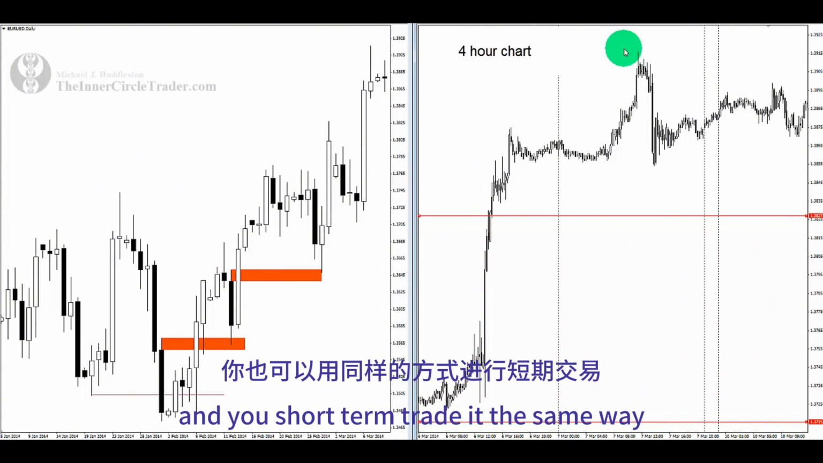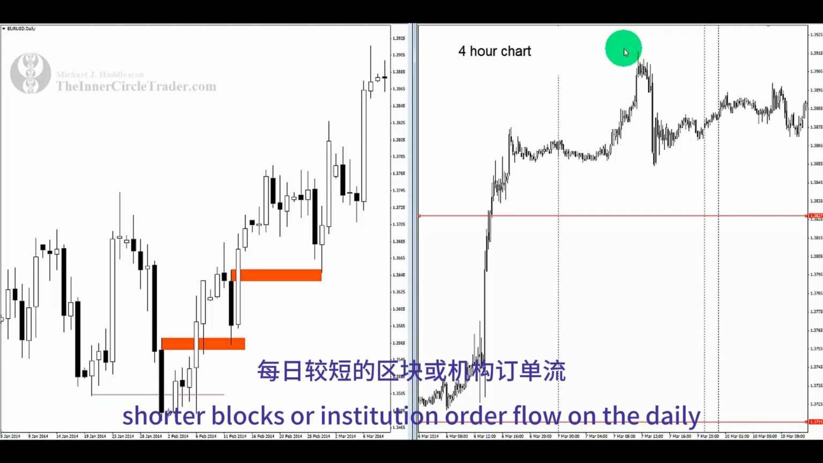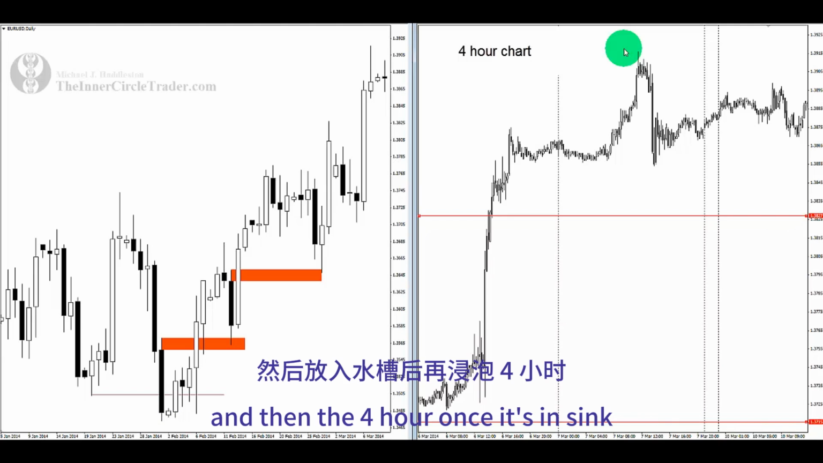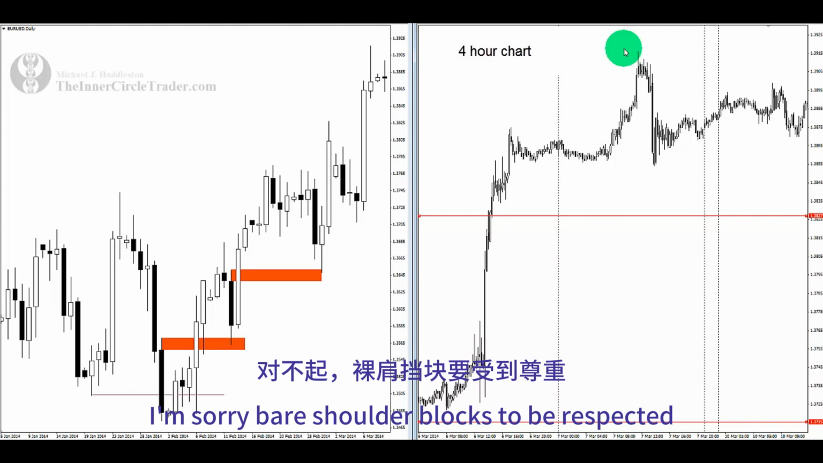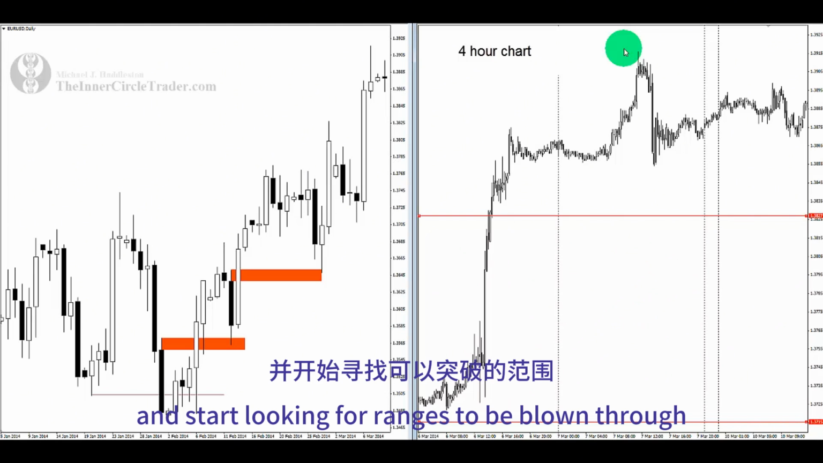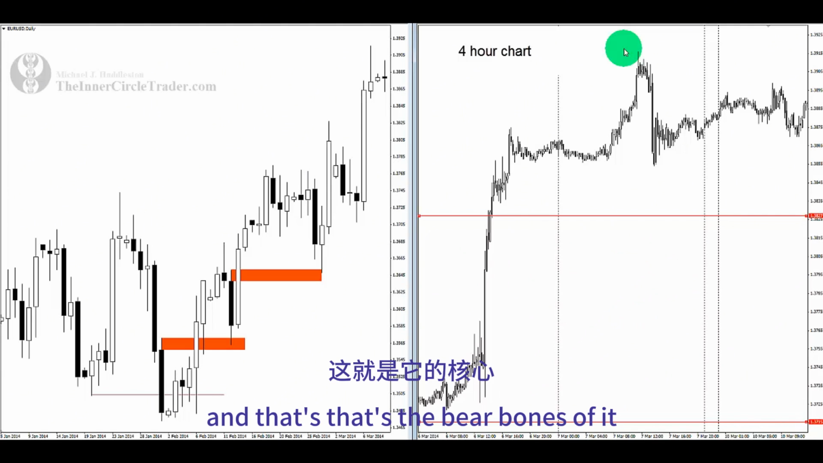You short-term trade it the same way, just reversing everything we just showed here for going short. So you look for bearish order blocks or institutional order flow on the daily, and then the 4-hour, and once it's in sync, start looking for bullish order blocks or bearish order blocks to be respected, and start looking for ranges to be blown through, taking out support levels, looking for old lows to be swept and take profits at. That's the bare bones of it.